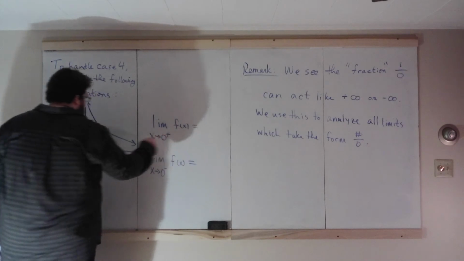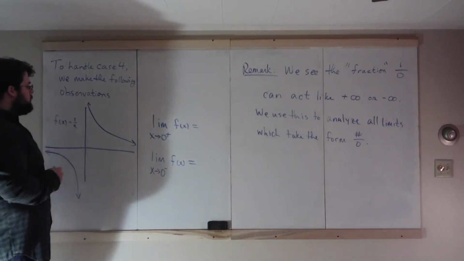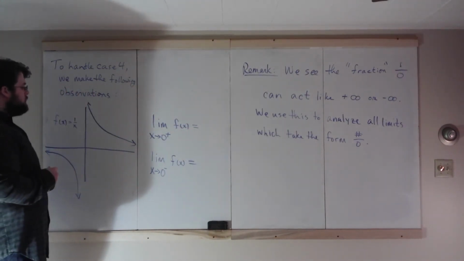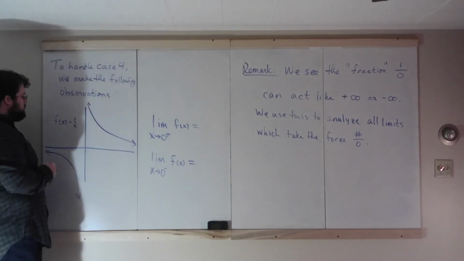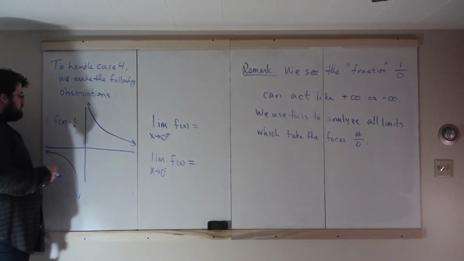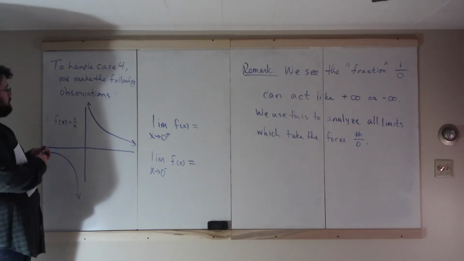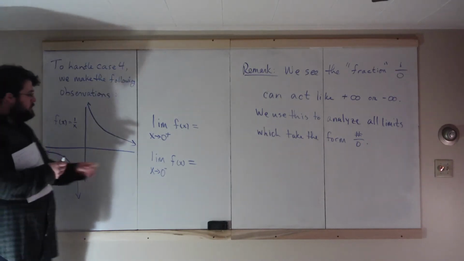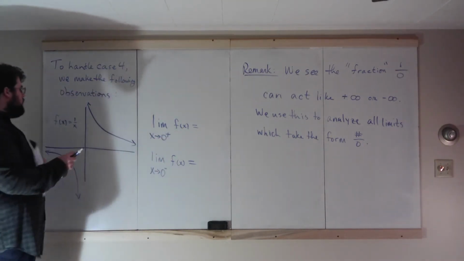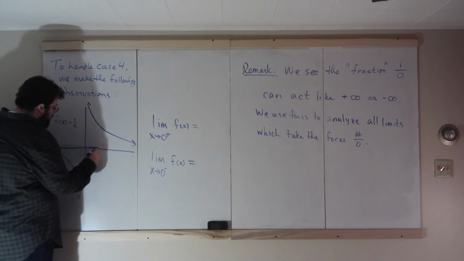We want to look at these two limits. Limit as x approaches 0 on the right, and limit as x approaches 0 on the left. Well, this isn't defined at 0, but that doesn't matter, because it's defined on the right and left of 0. So what happens on the right of 0? Well, we're looking over here.